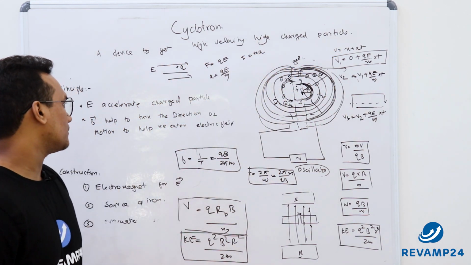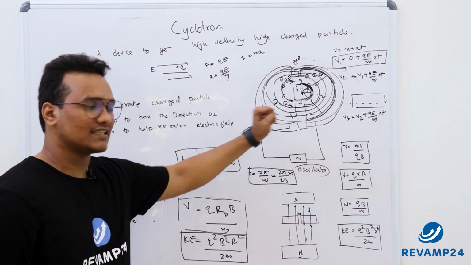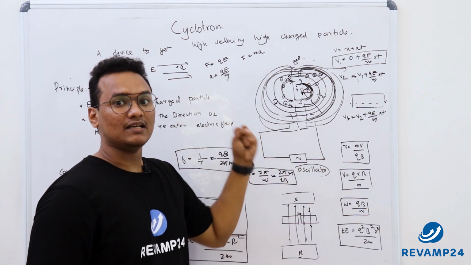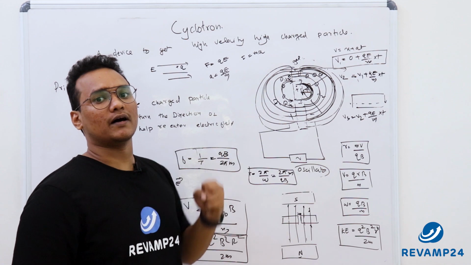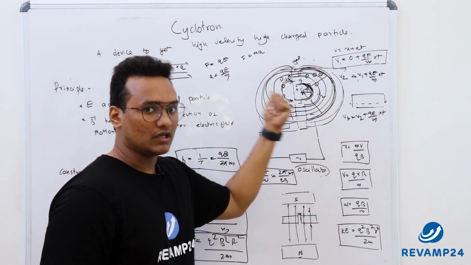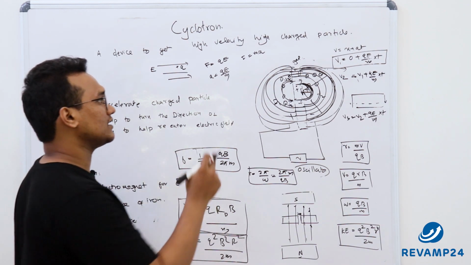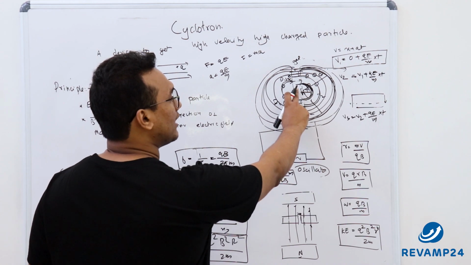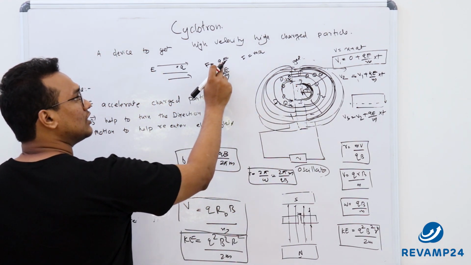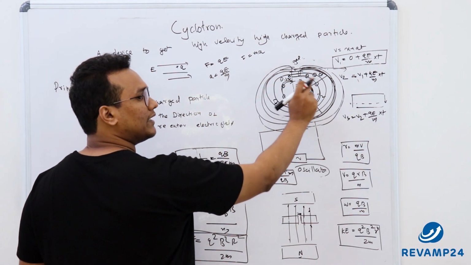And next thing, is there any limitation for this? Yes. The only problem is we can only accelerate charged particles. If the charge of the particle is equal to 0, if it is a neutron, can we accelerate? No. Why? Because there won't be any force on a neutral particle or an uncharged particle. What will be the force? Q will be 0, so 0 into E will be the force, so it won't be accelerating.